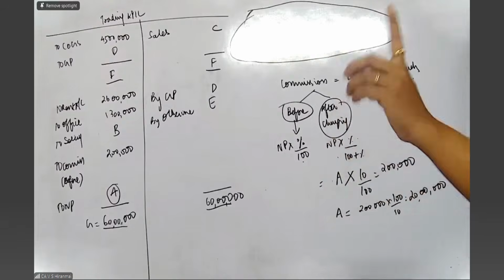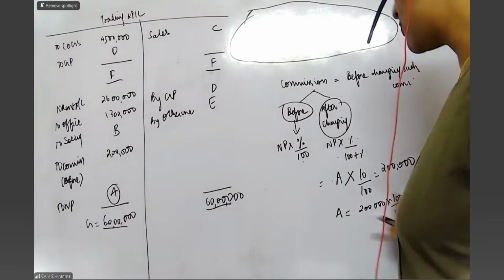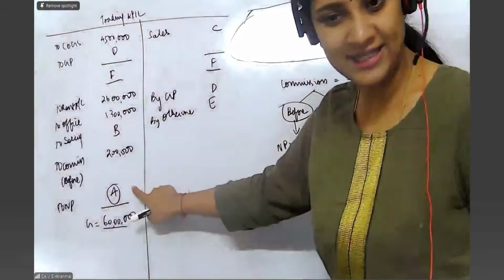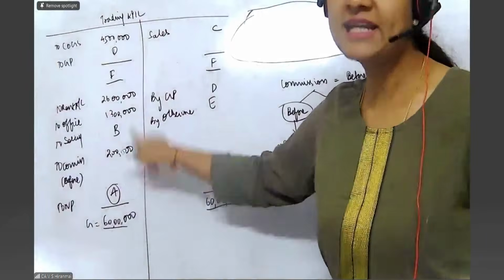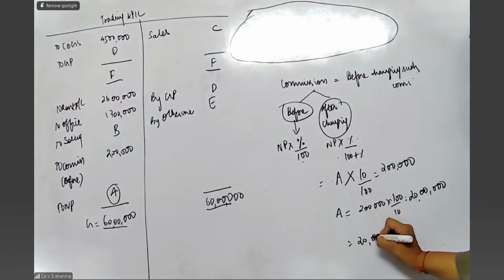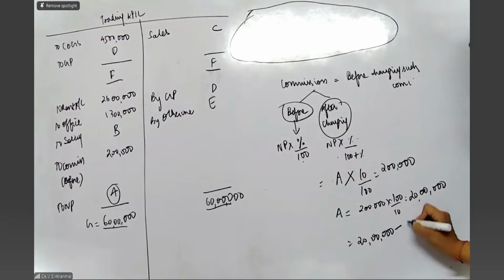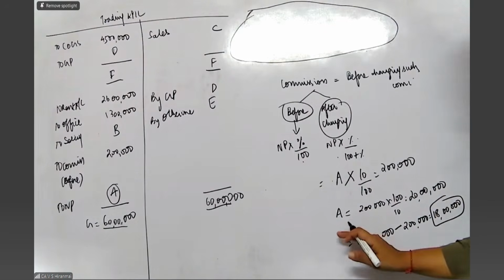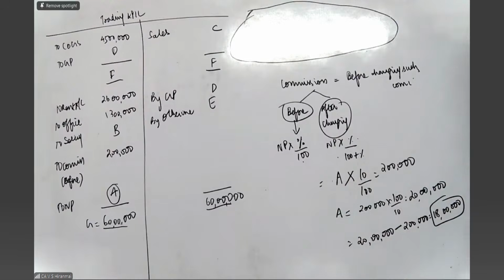But my dear students, you should be careful. This 20 lakh figure, you cannot take it directly here because it includes the commission. So now you should do one more step. From the 20 lakhs, you should minus the 2 lakhs. So it will come to 18 lakhs. My dear students, did you all understand this particular adjustment?